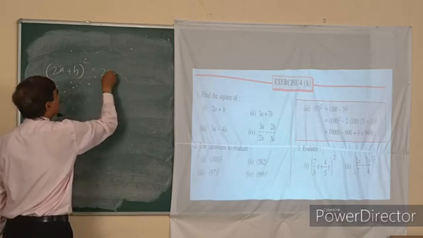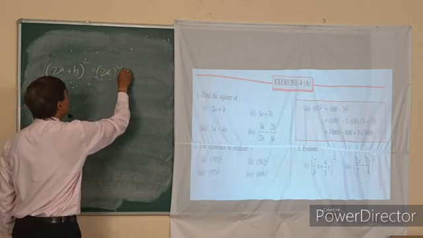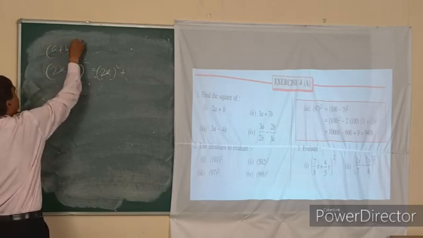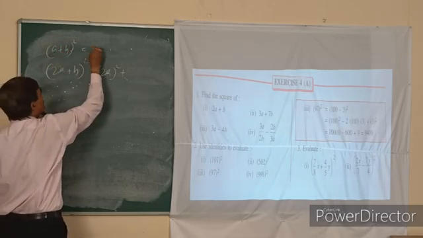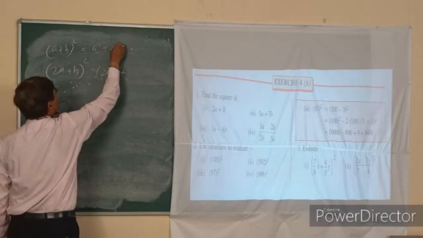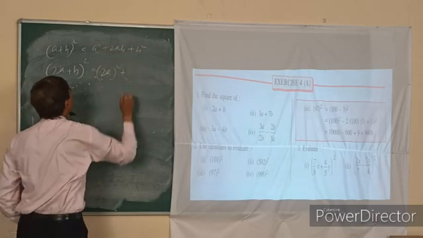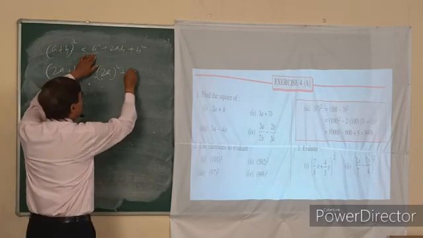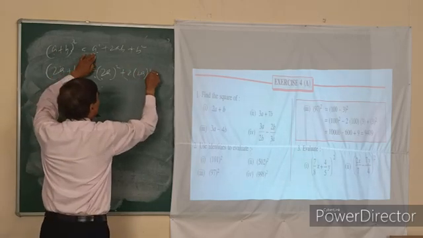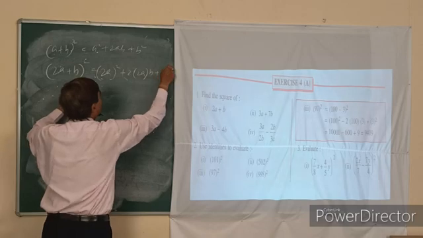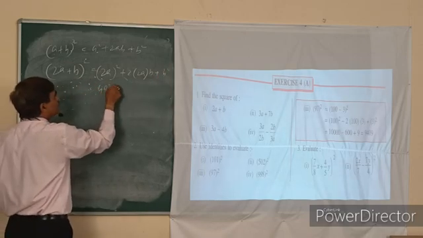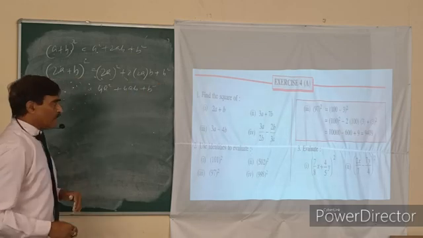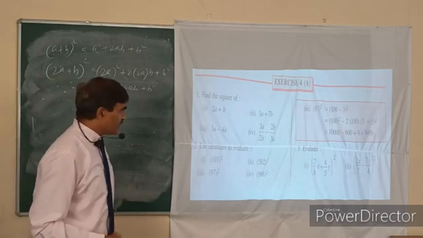So we'll put it like that. Since we know the formula (a plus b) whole square, it is better you write down the formula first. That will be a square plus 2ab plus b square. So in the place of a, here you have to put 2a. So (2a) square plus 2 times 2a into b plus b square. So it will make 4a square plus 4ab plus b square. This is the answer.